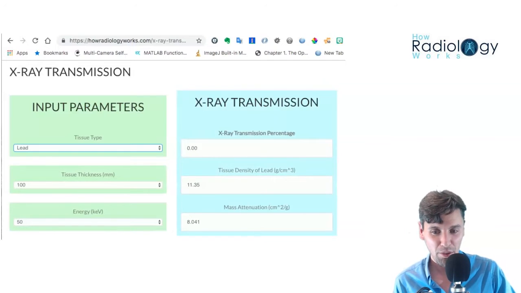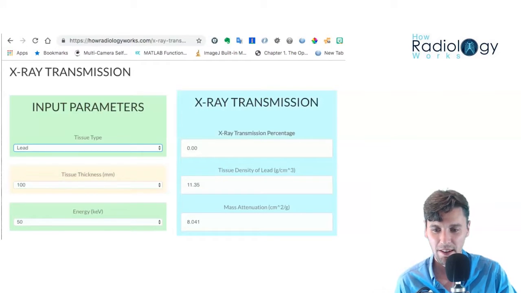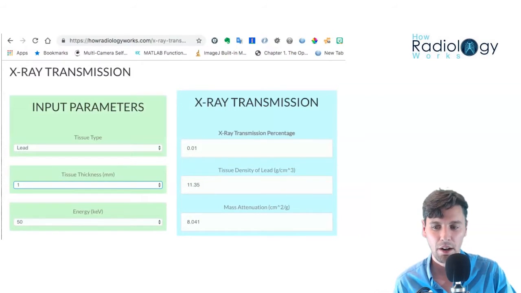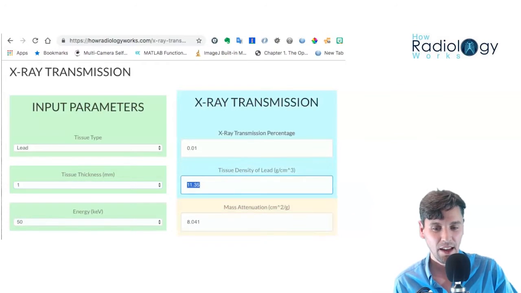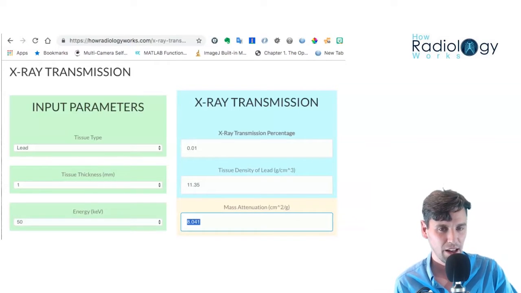So with respect to the units I'm showing here, I'm rounding the units so that you're not looking at many, many decimal places. But let's look at rather just 1 millimeter. So at 1 millimeter of lead, and we're talking about 50 keV, then we're going to have 0.01% transmission. So lead is very dense and has a very high mass attenuation coefficient. So both of these things lead to it having a very good stopping power. This is why it's typically used in shielding applications.